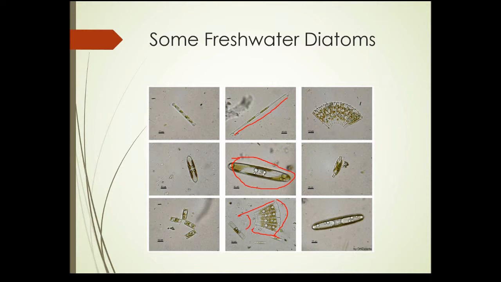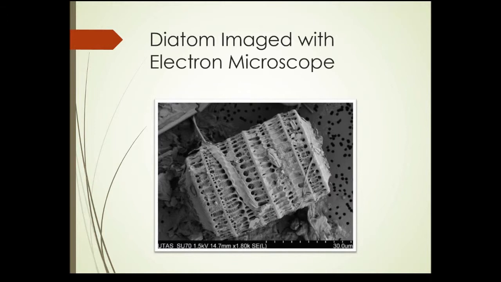This next slide shows a diatom imaged with an electron microscope, which gives us a much better, closer look at the intricate structure of this silicon-based cell wall. Pretty amazing looking thing when you can view it on this scale. Now you can almost see in this slide where the 2 halves of the frustule fit together.